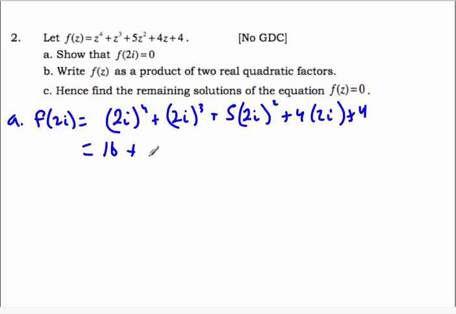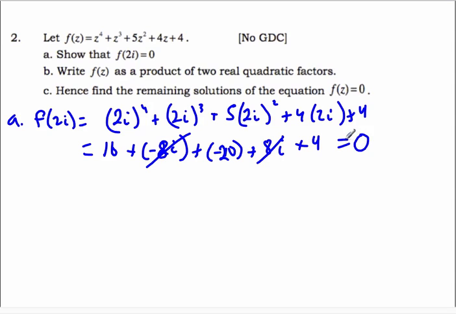And we know i squared is negative 1, so this is going to be negative 8i. 2 cubed is 8. Here you're going to have an i squared, so you're going to get a negative 1, so it's going to be negative 10. Here is 8i, and you got 4 at the end. Okay, so the 8i and negative 8i cancel. 16 minus 10 plus 4 doesn't give you 0, so perhaps we made a mistake here. Yes, 2 squared is 4, so this should be negative 20. So this whole thing gives you 0, so it is basically a root.